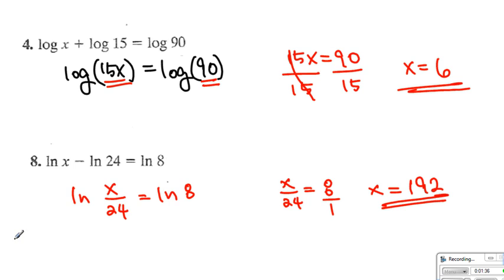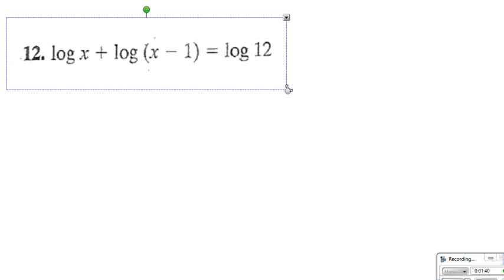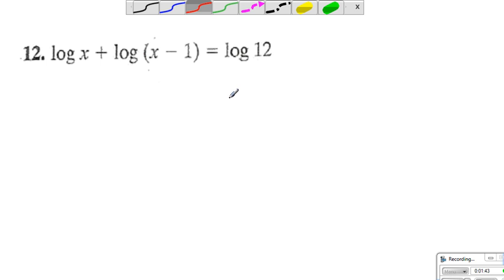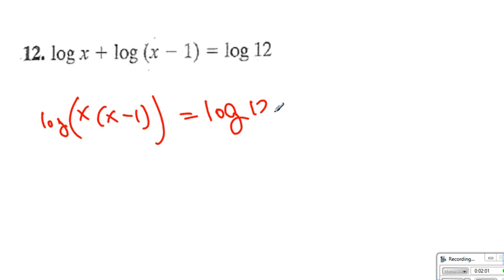Alright, let's move on to the next slide. Here we have a similar question as before. Once again, when we have two logarithms that have been added together, all we have to do is multiply the values inside. So log of x times x minus 1 must be equal to log of 12.